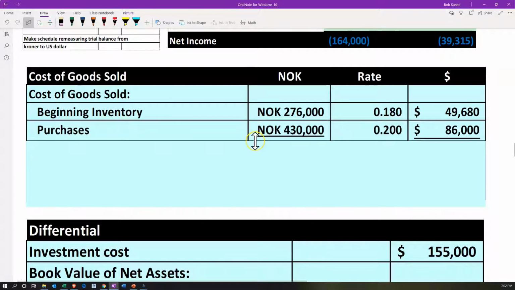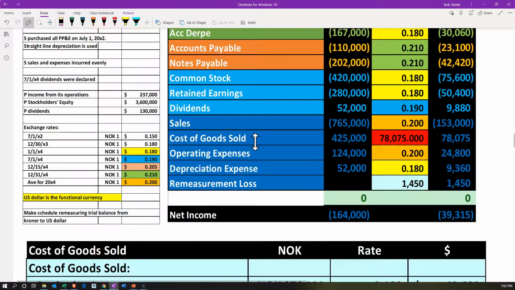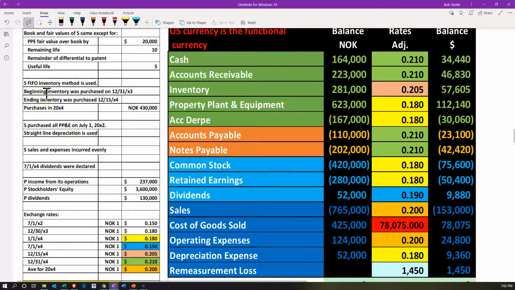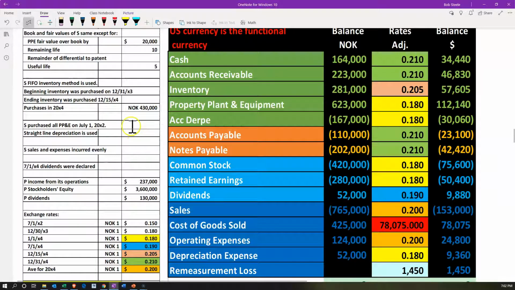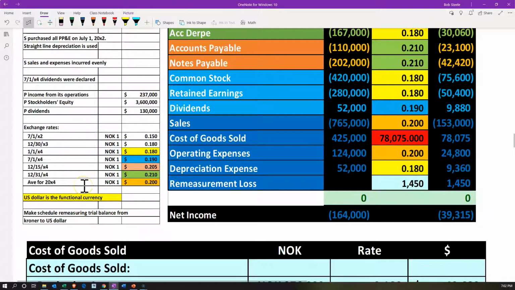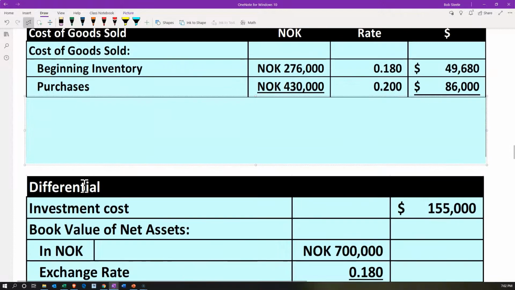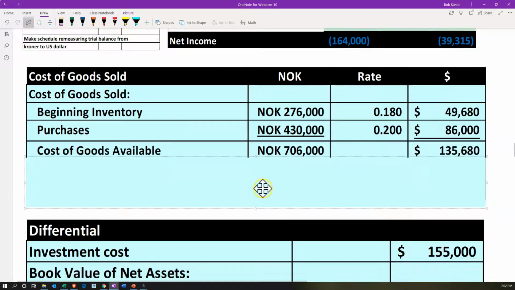What we do know at this point is that the purchases are 430,000. They gave us that number. So the 430,000 was given to us somewhere up here. Here it is: the purchases for 20X4 were 430,000 foreign dollars. Then we're going to multiply by the 0.2, because the 430,000 happened throughout the time period, and therefore we're using the average rate, which is the 0.2. Then we get to the cost of goods available for sale.